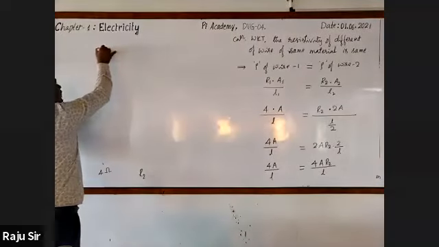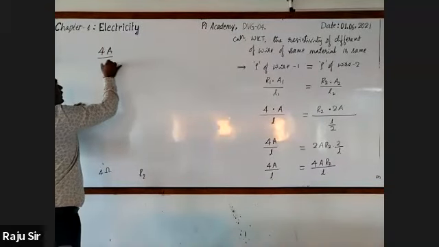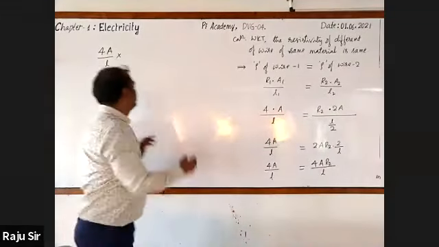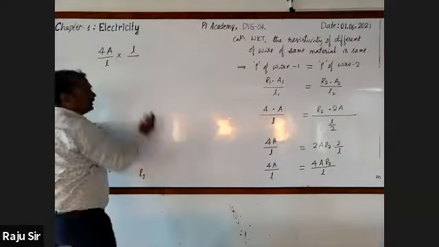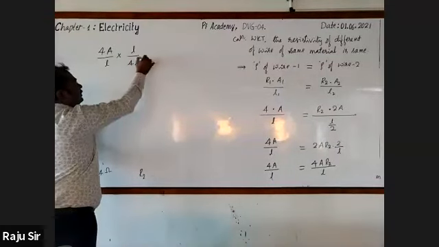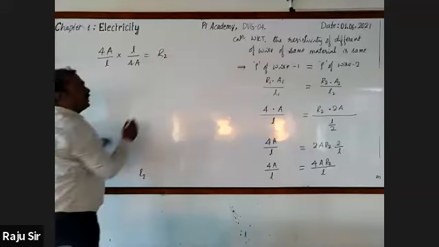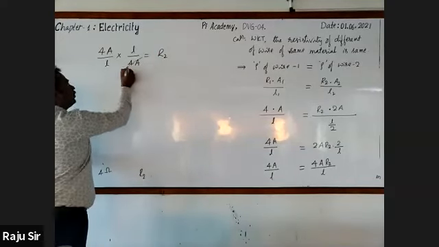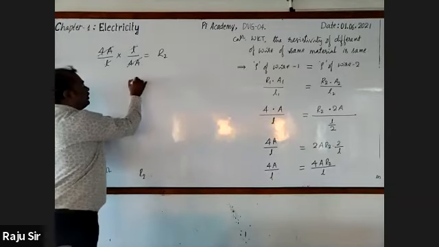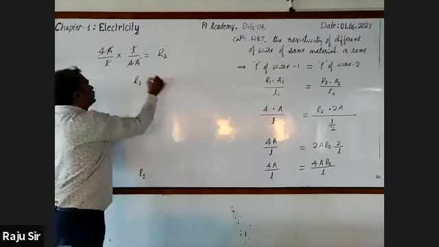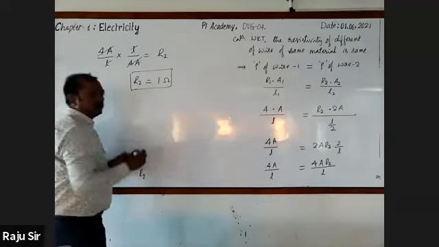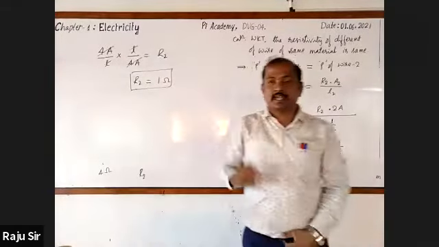In LHS part, 4a by L is there. Now this L goes to the numerator and 4a comes to the denominator. In RHS R2 as it is. 4a, 4, L, it cancelled. Now R2 is equal to, when all these are cancelled, it will be 1. Did you understand now?